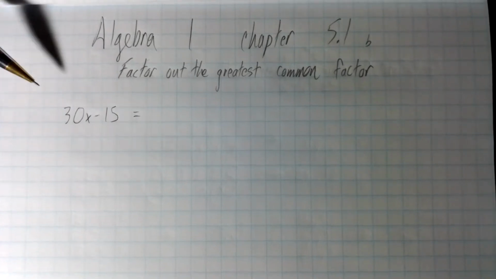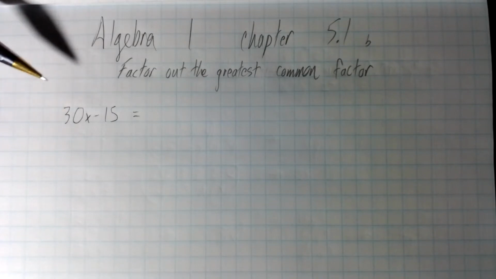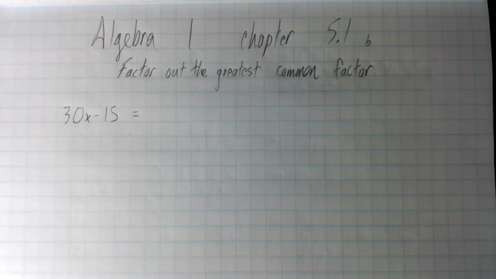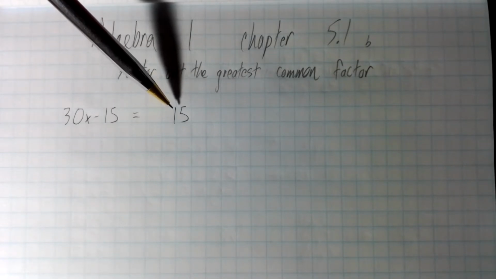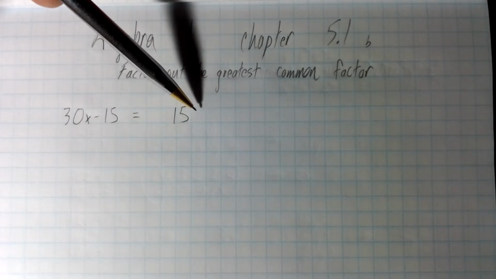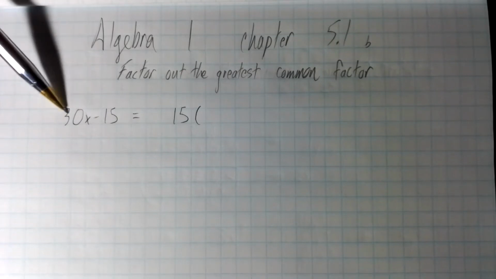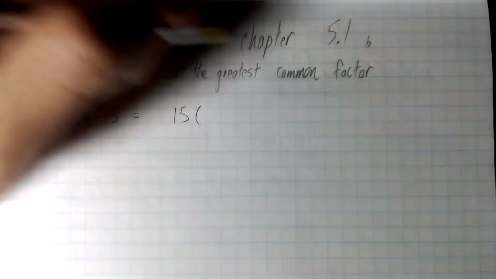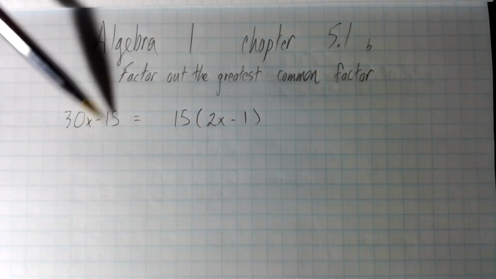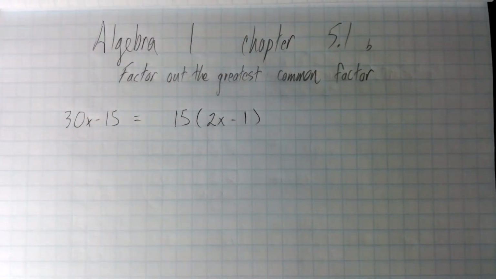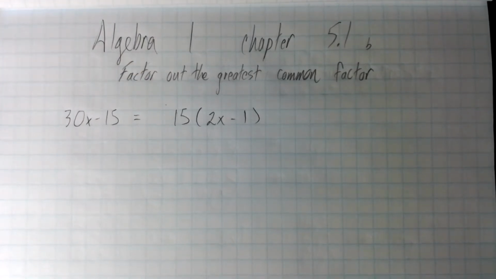If you are asked to factor something like this, you are just to find the greatest common factor and bring it out of the polynomial. In this case, the greatest common factor is a 15, so that's what I'm going to bring out. Now, I need to realize what's going to be left over. So I have to look and say, well, 15 times something is going to give me 30x. Turns out it's going to be 2x. And then I have to look and see what is going to give me a negative 15 if I multiply it by 15. Turns out it's going to be negative 1. So this is factored completely.